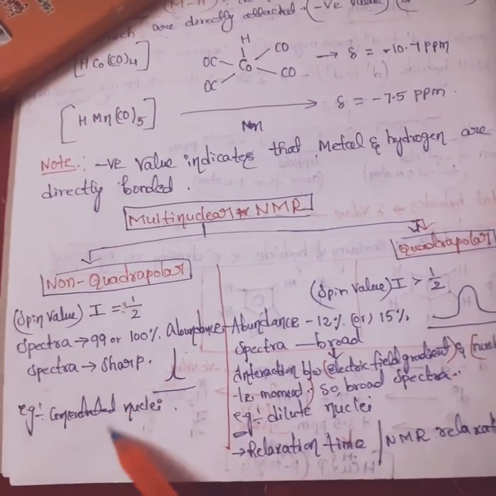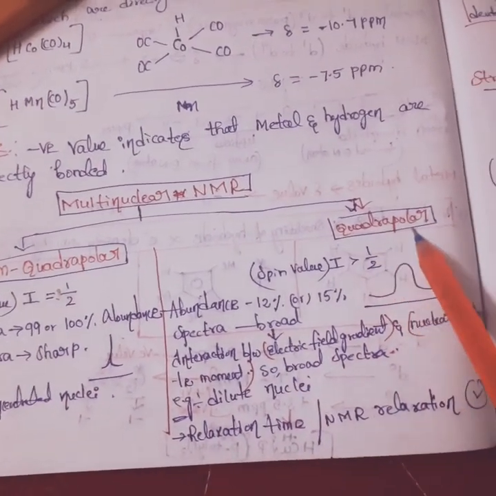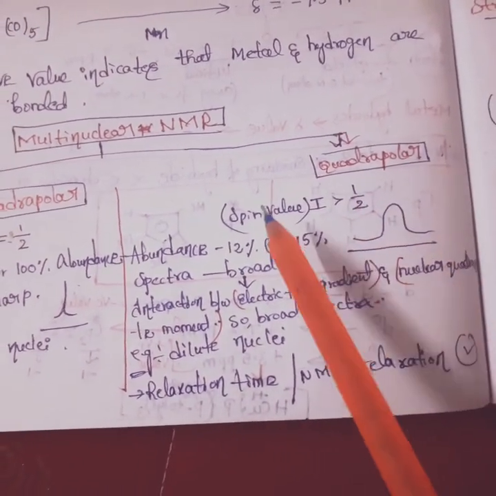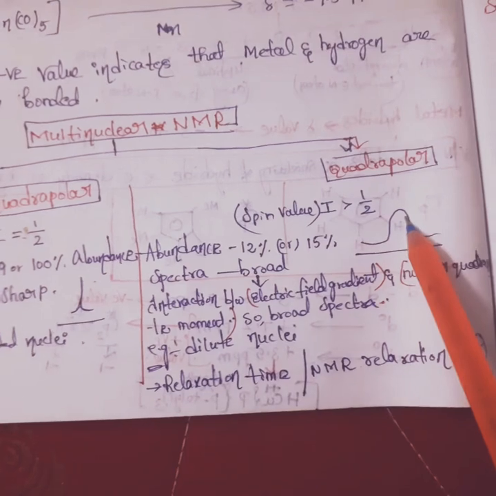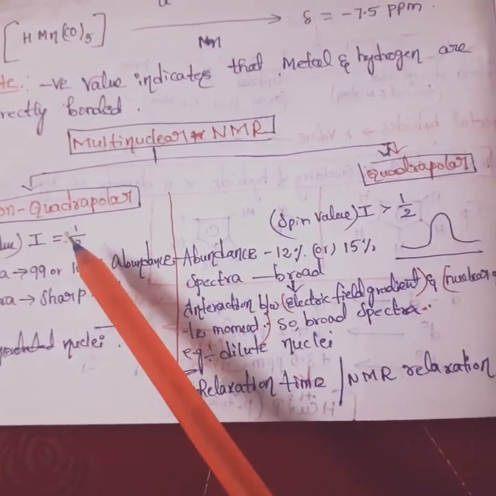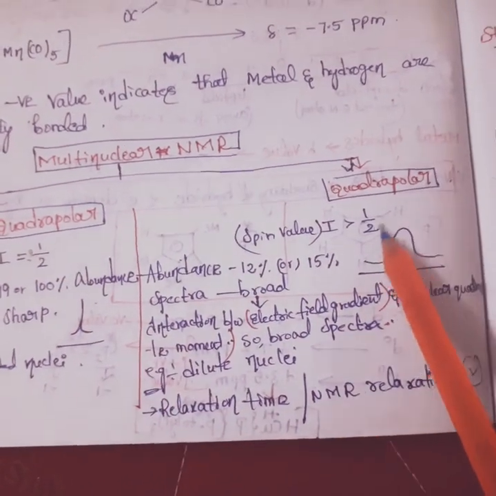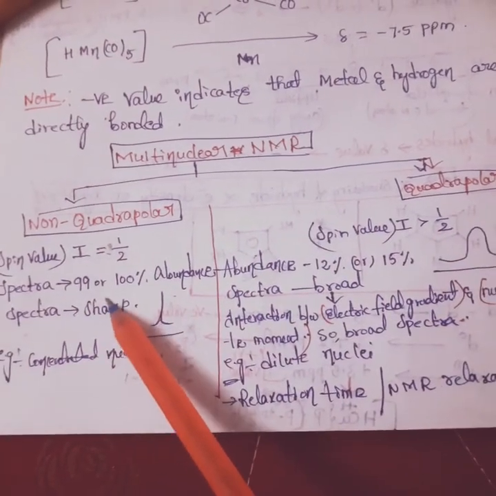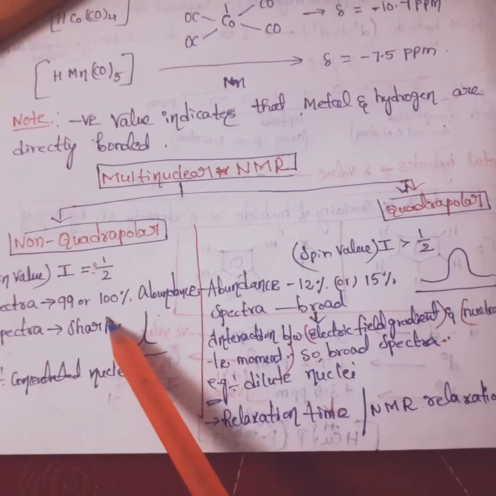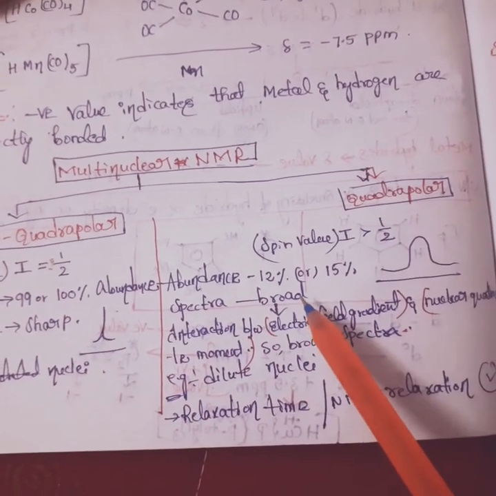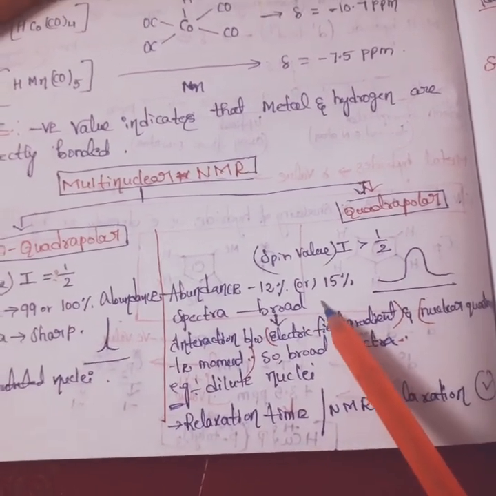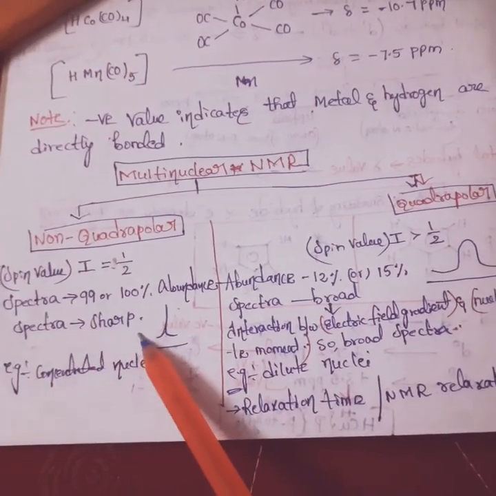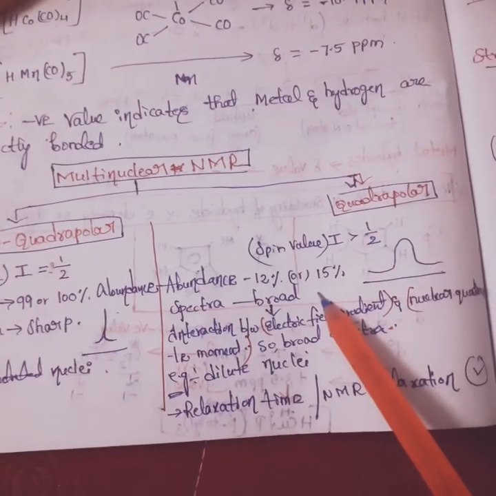Next, quadrupolar multinuclear NMR. Here the spin value is more than half. See, there the spin value is only half, but here the spin value is more than half. There the spectral abundance is 99 or 100%, but here the spectral abundance is only 12% or 15%. There the spectra is sharp, but here the spectra is broad.